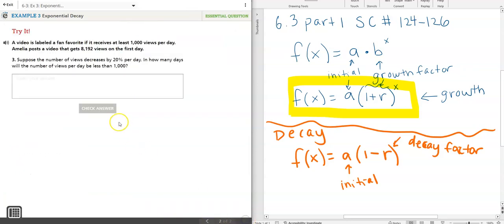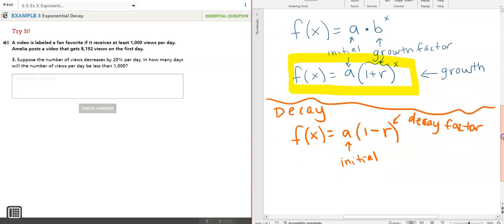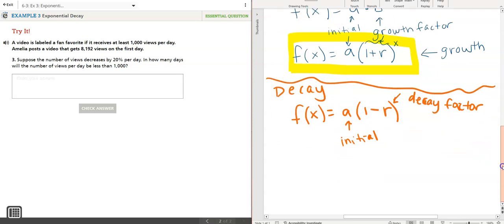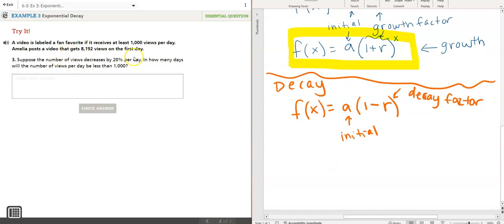Okay, your next job is to take a look. It says a video is labeled as a fan favorite. Here's the views per days. Suppose the number of views decreases 20% per day. In how many days will the views be less than 1,000? Okay, so you're going to do the same thing that they just did. We're going to scroll down a little bit over here, just to get a little bit more room. And we're going to fill this in.